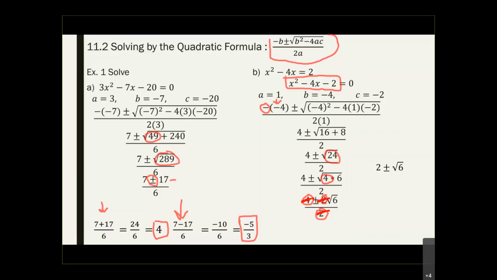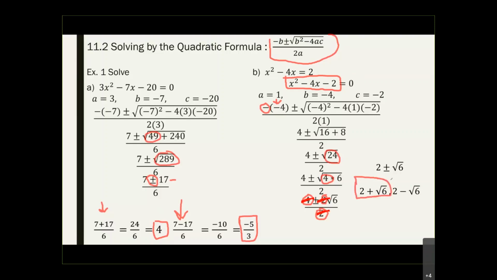You cannot take the 2 and divide into the 6 because the 6 is inside your square root. Remember, the whole number cannot divide into the square root. You only divide if you have a whole number on the outside, which is, again, 2 plus or minus square root of 6, the same as 2 plus square root of 6 and 2 minus square root of 6.